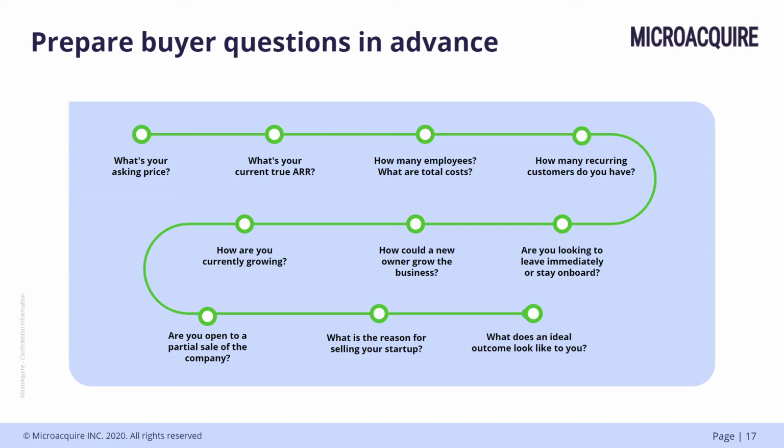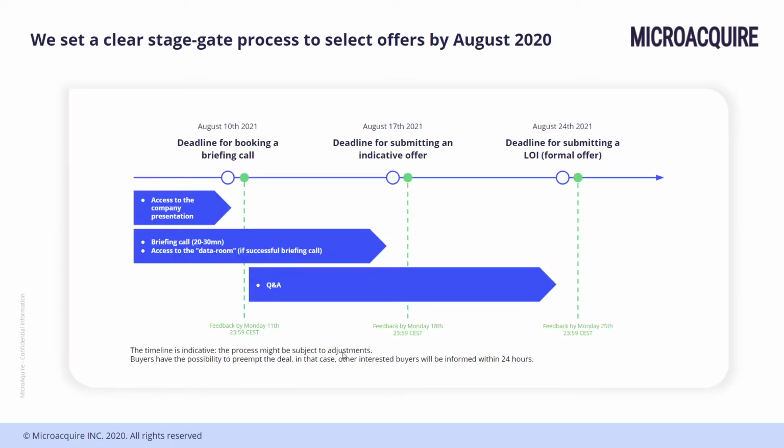So also prepare buyer questions in advance. These are common questions like, what's your asking price? What's your current true annual recurring revenue? How many employees? What are the costs of them? How many recurring customers do you have? How are you currently growing? How could a new owner grow the business? Are you looking to leave immediately or stay on board? Are you open to a partial sale of the company? This would probably fall under seller financing.